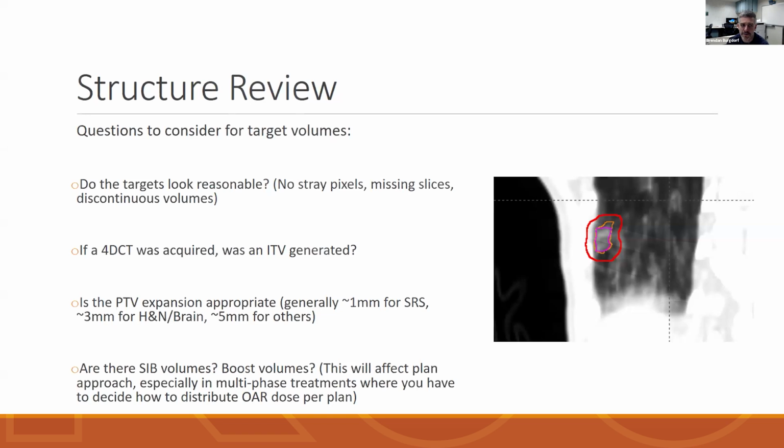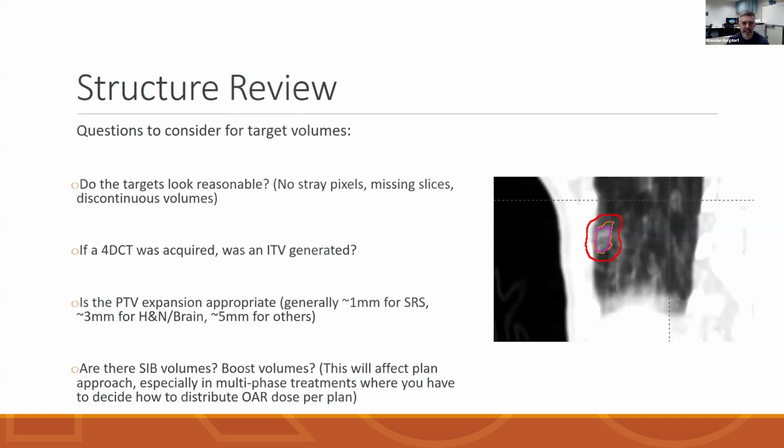We're considering whether the PTV expansion is appropriate. Again, this is something that the radiation oncologist will usually define, but as physicists and dosimetrists, we know that generally it's approximately 1 millimeter expansion for SRS cases, approximately 3 millimeter expansion for head and neck and brain, and then approximately 5 millimeters for others.